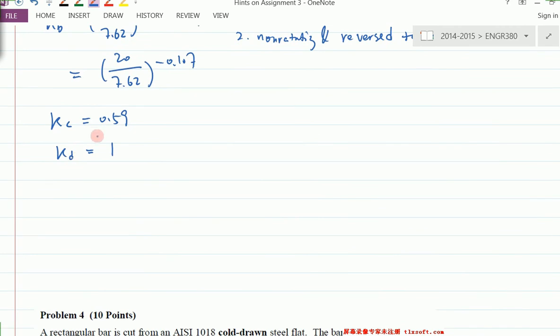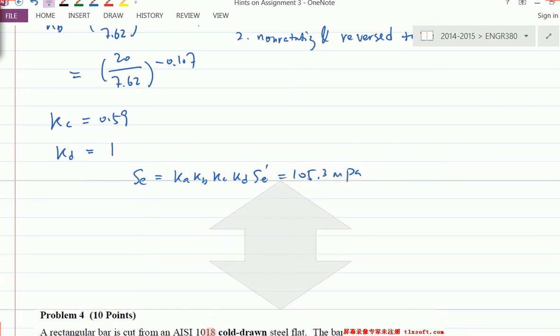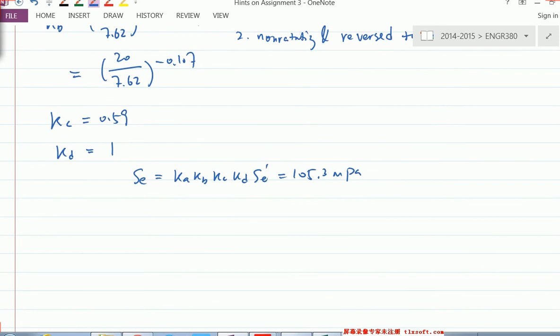Okay, so now that's all the factors that you need. Okay, so then you can calculate your SE based on the formula. So Ka, Kb, Kc, Kd, SE prime. So you should get 105.3 megapascal. Okay. So the question asks us to estimate the number of cycles to failure, right?